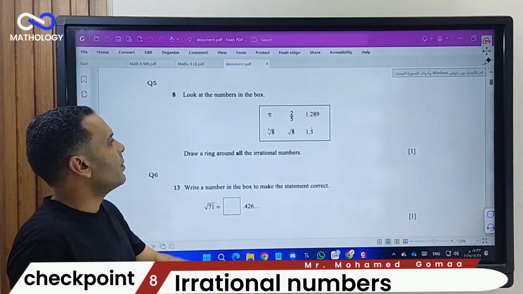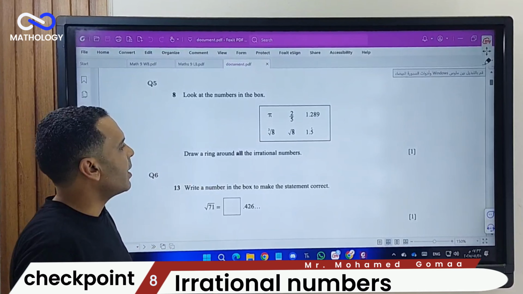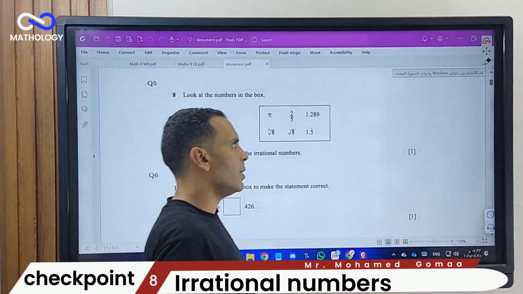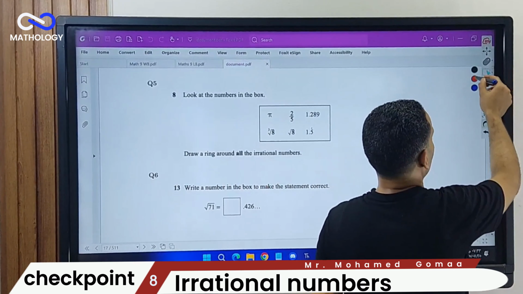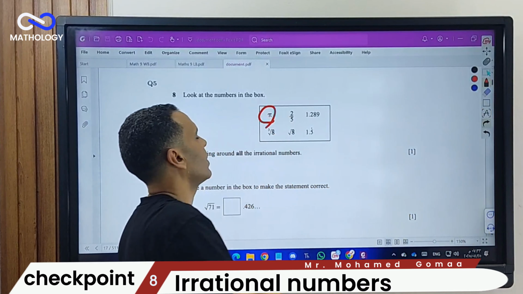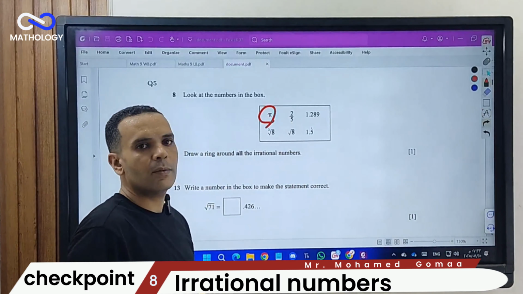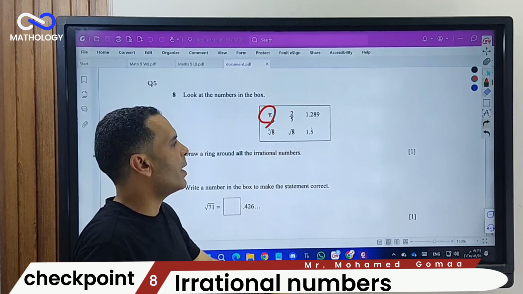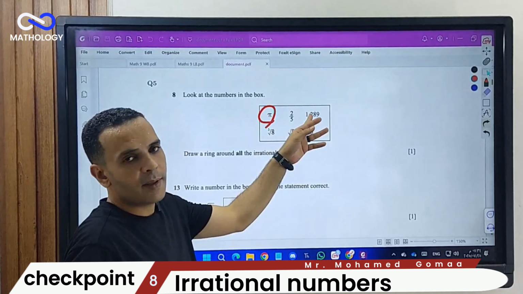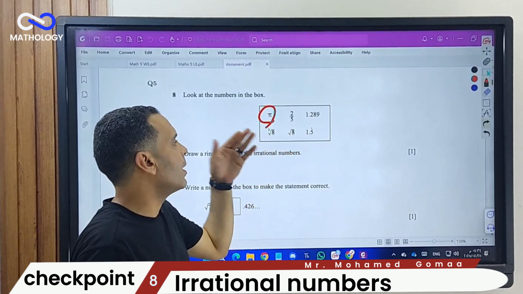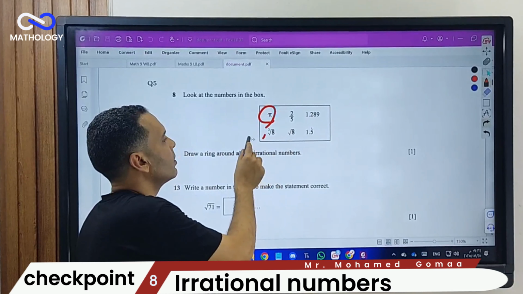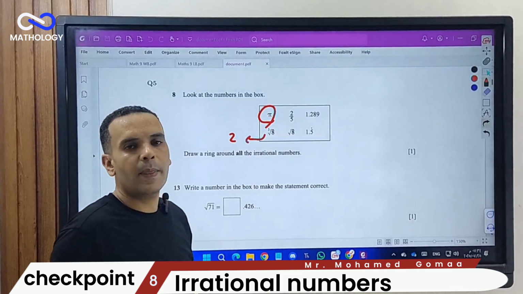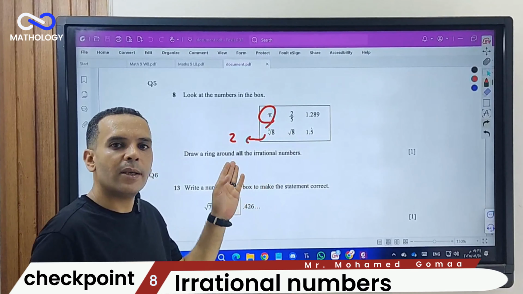Look at the numbers in the box. Draw a ring around all irrational numbers. Pi is an irrational number. Remember, pi is irrational. 2 over 5 is a fraction, and as I said, all the fractions are rational. All the decimals are rational. The cube root of 8 equals 2. 8 is a cube number, so it has a cube root.